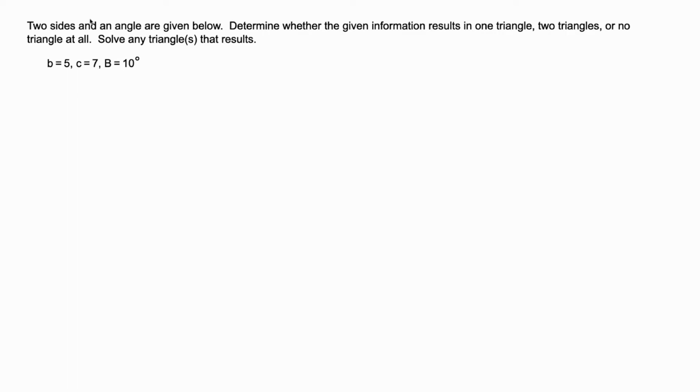Two sides and an angle are given below. Determine whether the given information results in one triangle, two triangles, or no triangle at all. Solve any triangles that result.